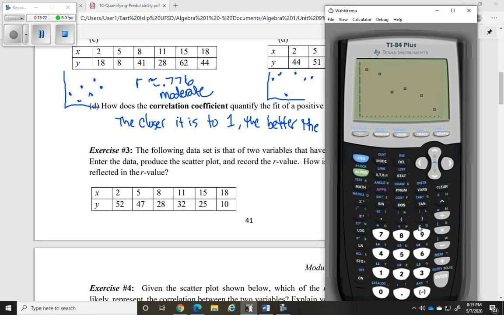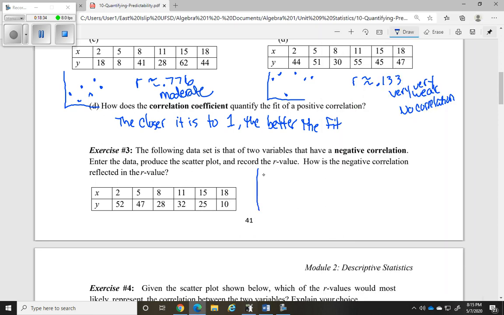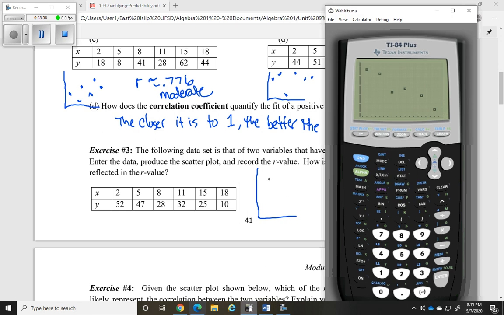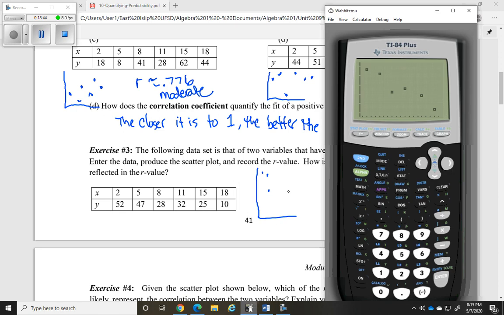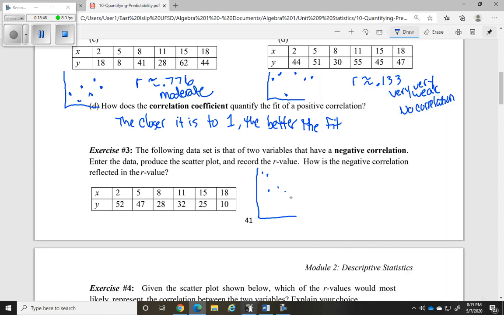So you can see that these points are going in a downward direction, which represents a negative correlation. It looks like a pretty strong correlation. They're almost in a straight line. There's like this one point that's a little off, but all the rest seem to kind of be in a straight line.